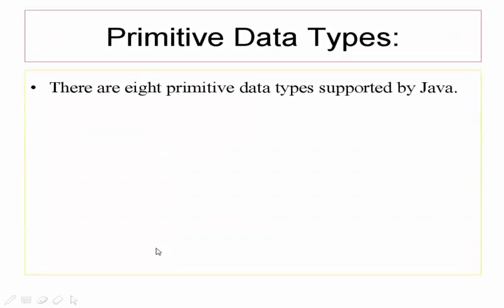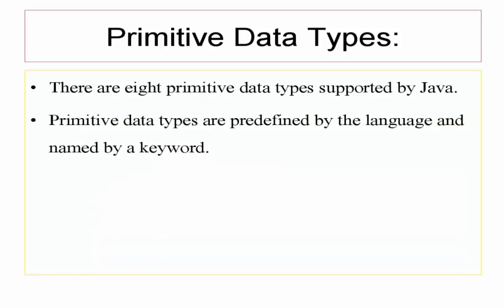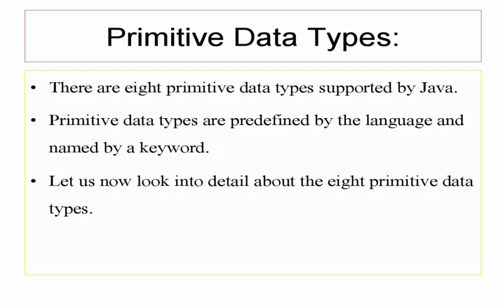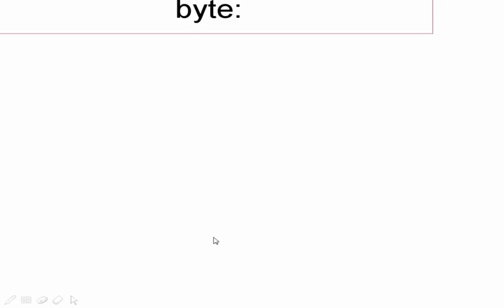Now let us understand the primitive data types. There are a total of 8 primitive data types supported by Java. Primitive data types are predefined data types which are already defined in Java, so we cannot customize them or tinker with them to store our own values. We can store only those values which are needed.